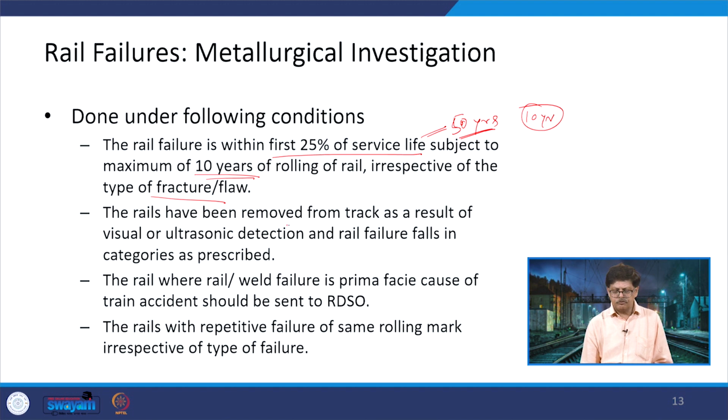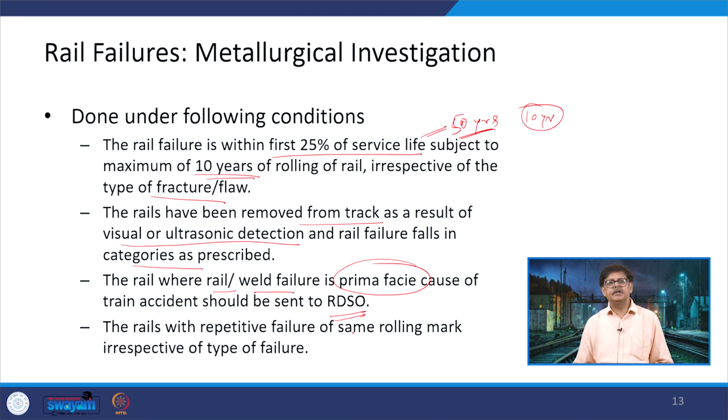The rails have been removed from the track as a result of the visual or the ultrasonic detection, and the rail failure falls in the categories as being prescribed. Under those cases also the metallurgical investigation has to be initiated. The rails where the rail and the weld failure is prima facie a case of the train accident, then it should be sent to the RDSO, the Research and Development Standards Organization of Indian Railways. So, it has to be sent there and they will further go for the investigation.